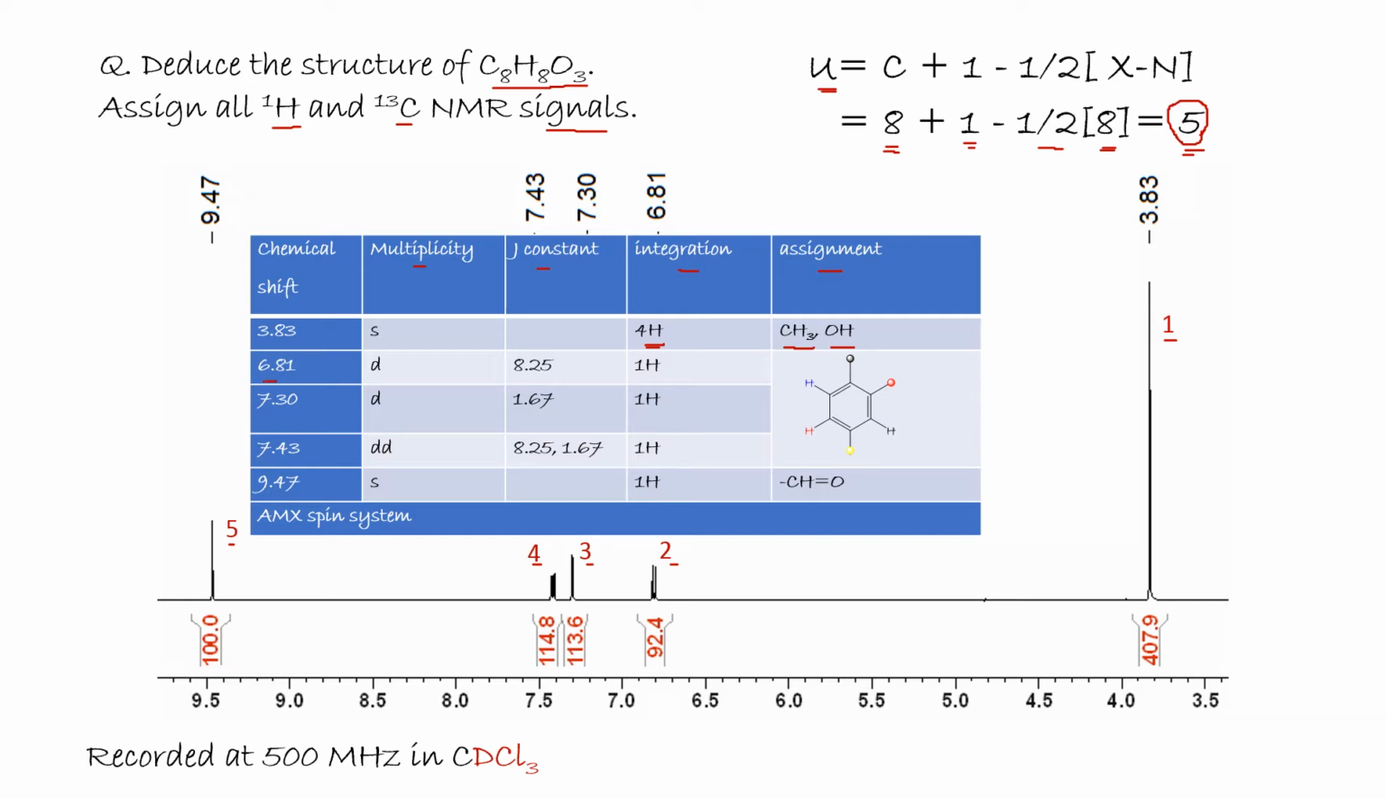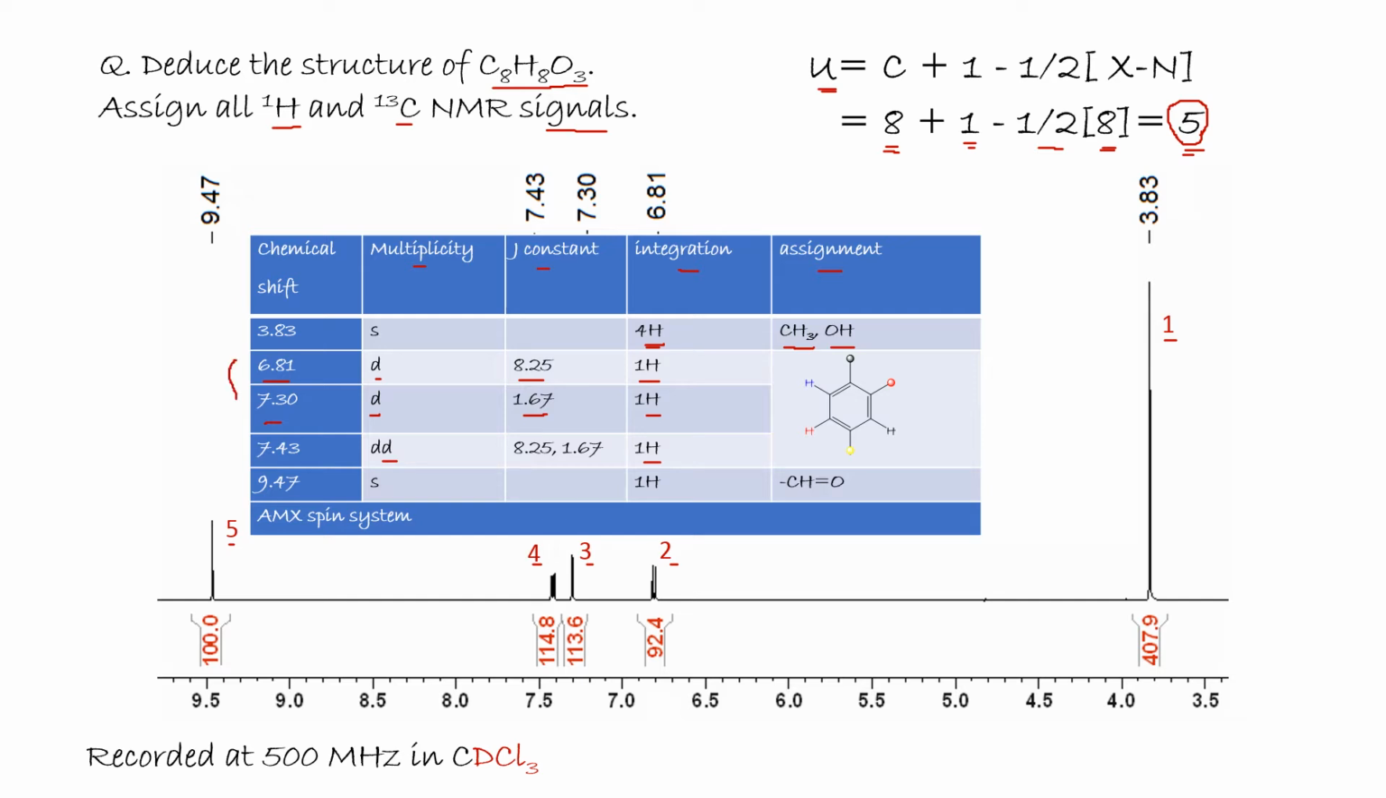At 6.81 we have a doublet, with 8.25 coupling constant, 1H. At 7.30, a doublet, J value of 1.67, 1H. At 7.43, a doublet of doublet, with 8.25 and 1.67 coupling constants, and integration of 1 proton.